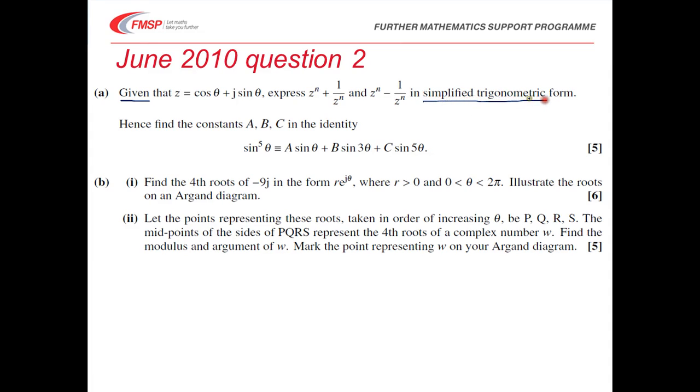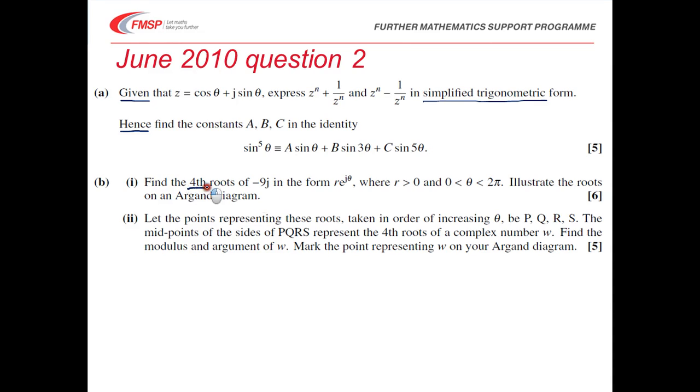These are fairly standard results, so you should be reasonably confident about reproducing these. You don't need to memorise the results, but you do need to know how to set about finding them. We're then asked to use that to find the constants A, B and C in that identity. We must use the first part of the question, otherwise we won't get all the marks. Part B is quite independent of Part A.